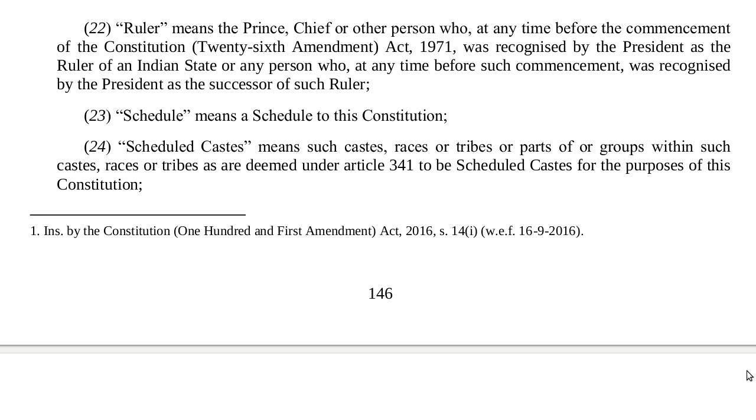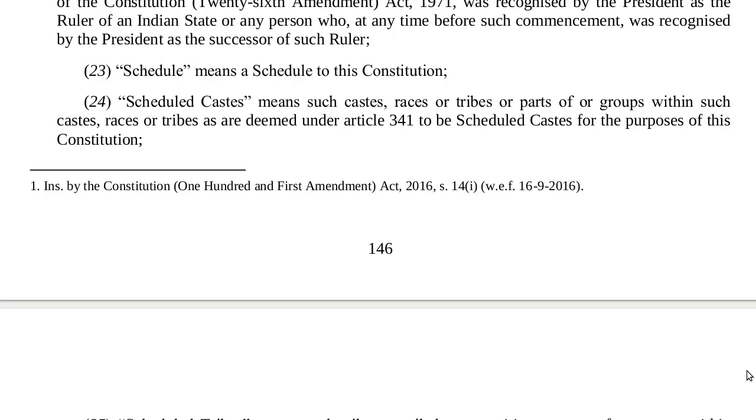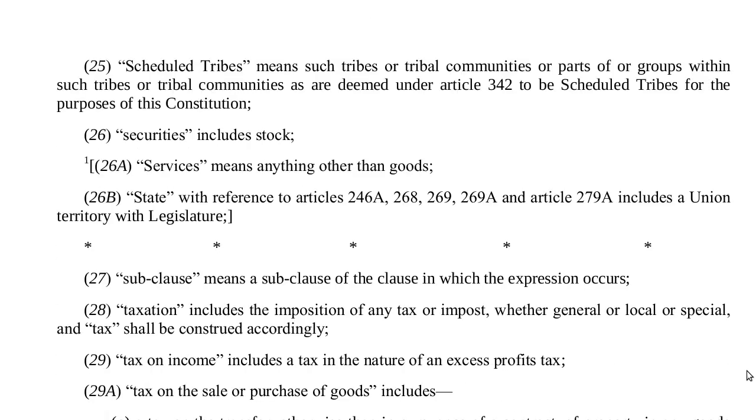24. Scheduled Castes means such castes, races or tribes or parts of or groups within such castes, races or tribes as are deemed under Article 341 to be Scheduled Castes for the purposes of this Constitution. 25. Scheduled Tribes means such tribes or tribal communities or parts of or groups within such tribes or tribal communities as are deemed under Article 342 to be Scheduled Tribes for the purposes of this Constitution.